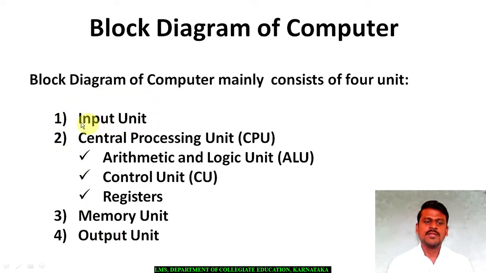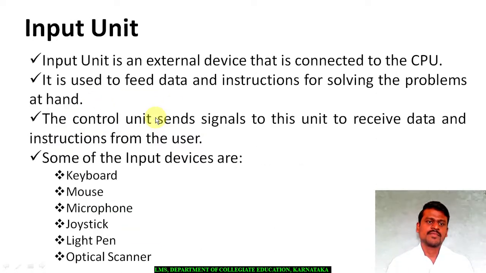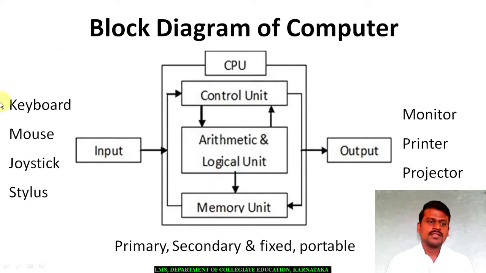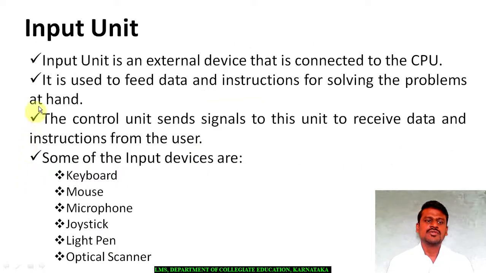Now we will see the input unit in detail. The input unit is an external device that is connected to the CPU. These are external devices like keyboard, mouse, joystick. These are all external devices connected to the computer. They are used to feed the data, as I was explaining in the block diagram. Those input devices are used for feeding the data to the computer, or you can give the data to the computer.